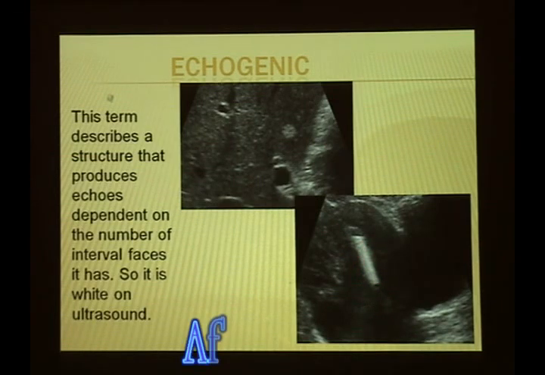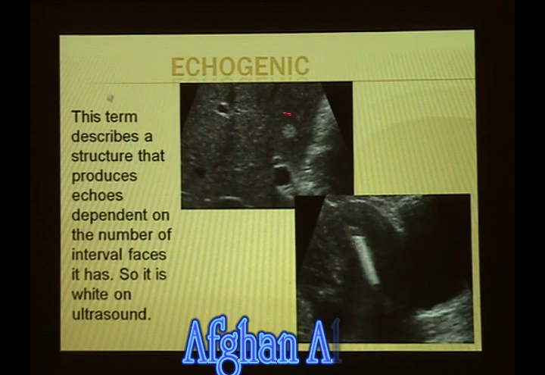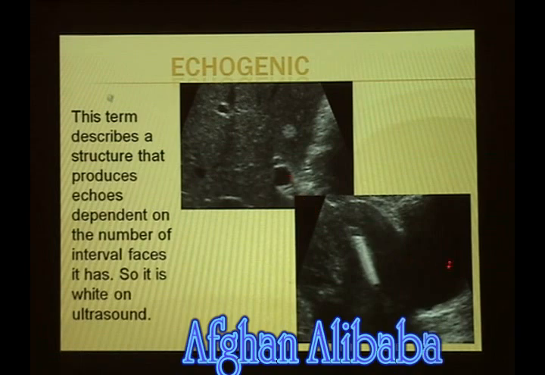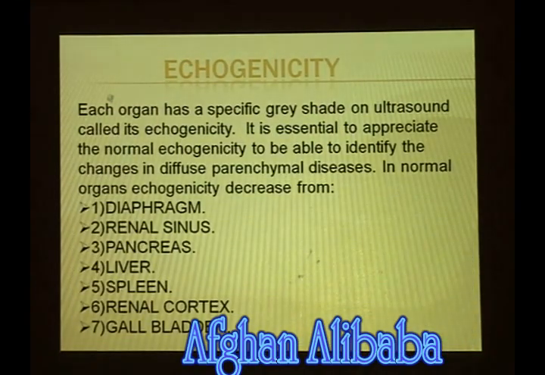So to summarize, all those things which on ultrasound are seen as white or bright are known as echogenic, whereas all those structures or organs which are seen on ultrasound as black are known as echo-poor, anechoic, echolucent or echo-free.